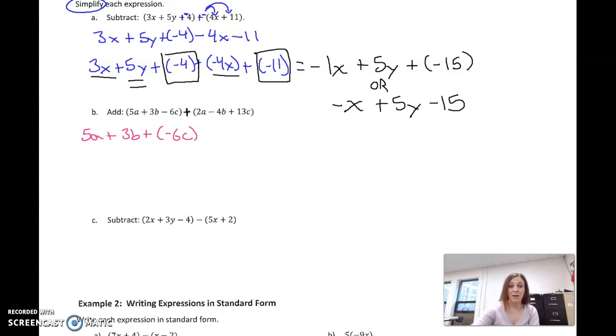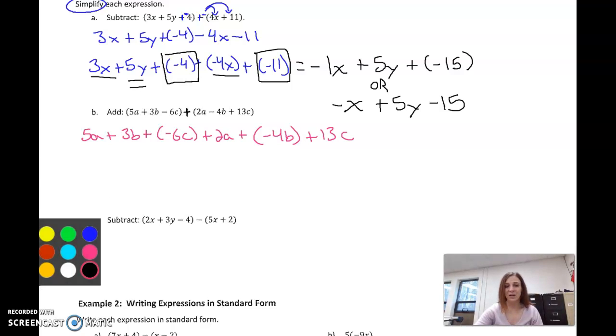Then we have plus our 2a, plus a negative 4b, because subtracting is the same thing as adding the opposite, and then plus 13c. Adding is kind of nice, right? Because you don't have to worry about distributing it out. We're adding all of them. But that's where you have to be careful here. It stays negative.